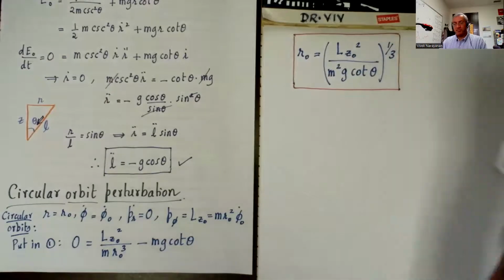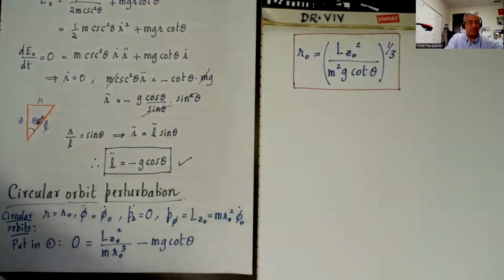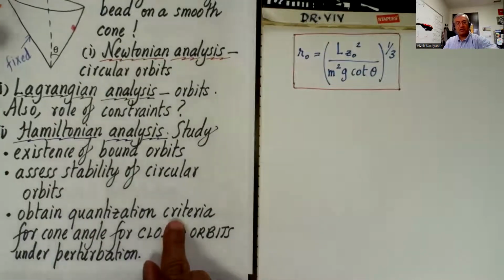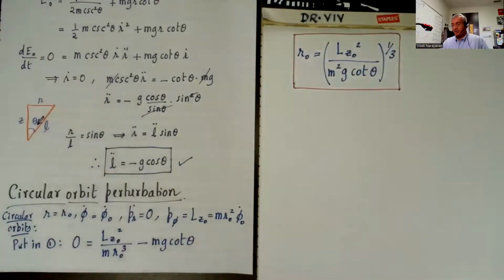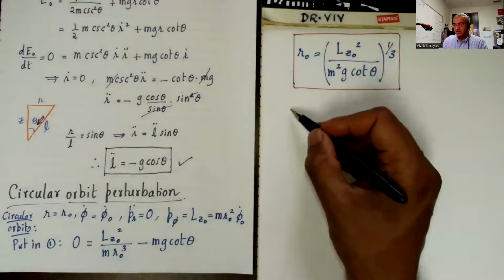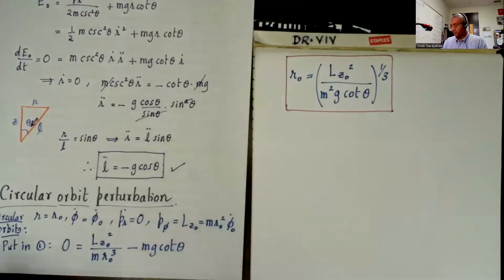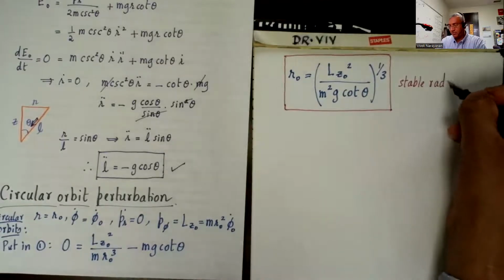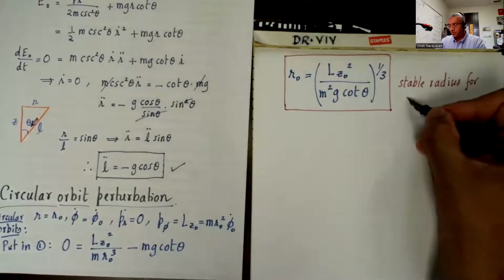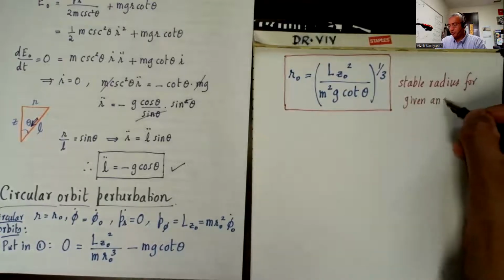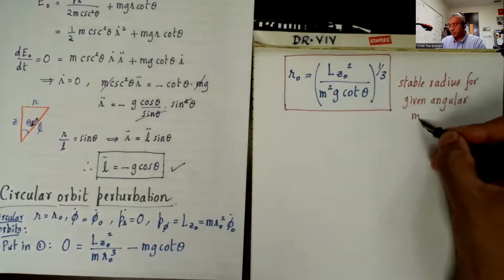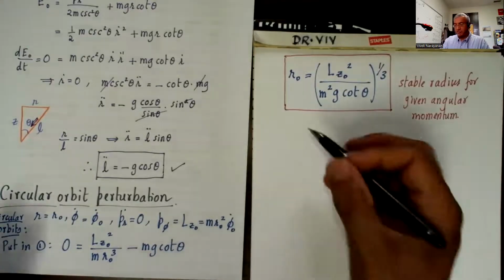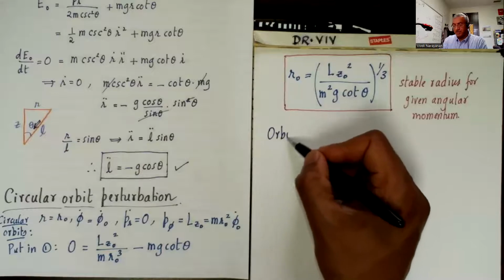Let's also find the orbital period, because the orbital period will help us address the quantization criterion. Okay, so we're going to find the orbit period next. So let me comment on what this is. This is a stable radius for given angular momentum. Now for orbital time, all we have to do is find out how much time it takes to go around once.